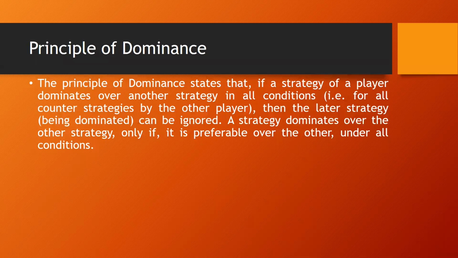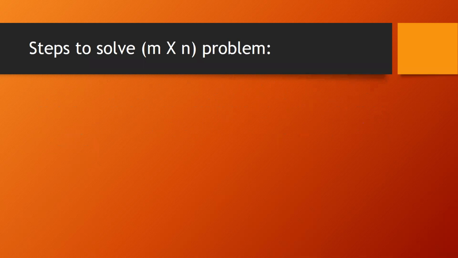If you have an m by n problem, first of all, you need to check whether we have a saddle point. If there is a saddle point present, then we need not go ahead and solve the problem using the principle of dominance, because it won't be required. But remember, if in the exams they have asked you to solve the problem using the principle of dominance, then please make use of the principle of dominance. If they have not mentioned it, then check whether you have a saddle point.